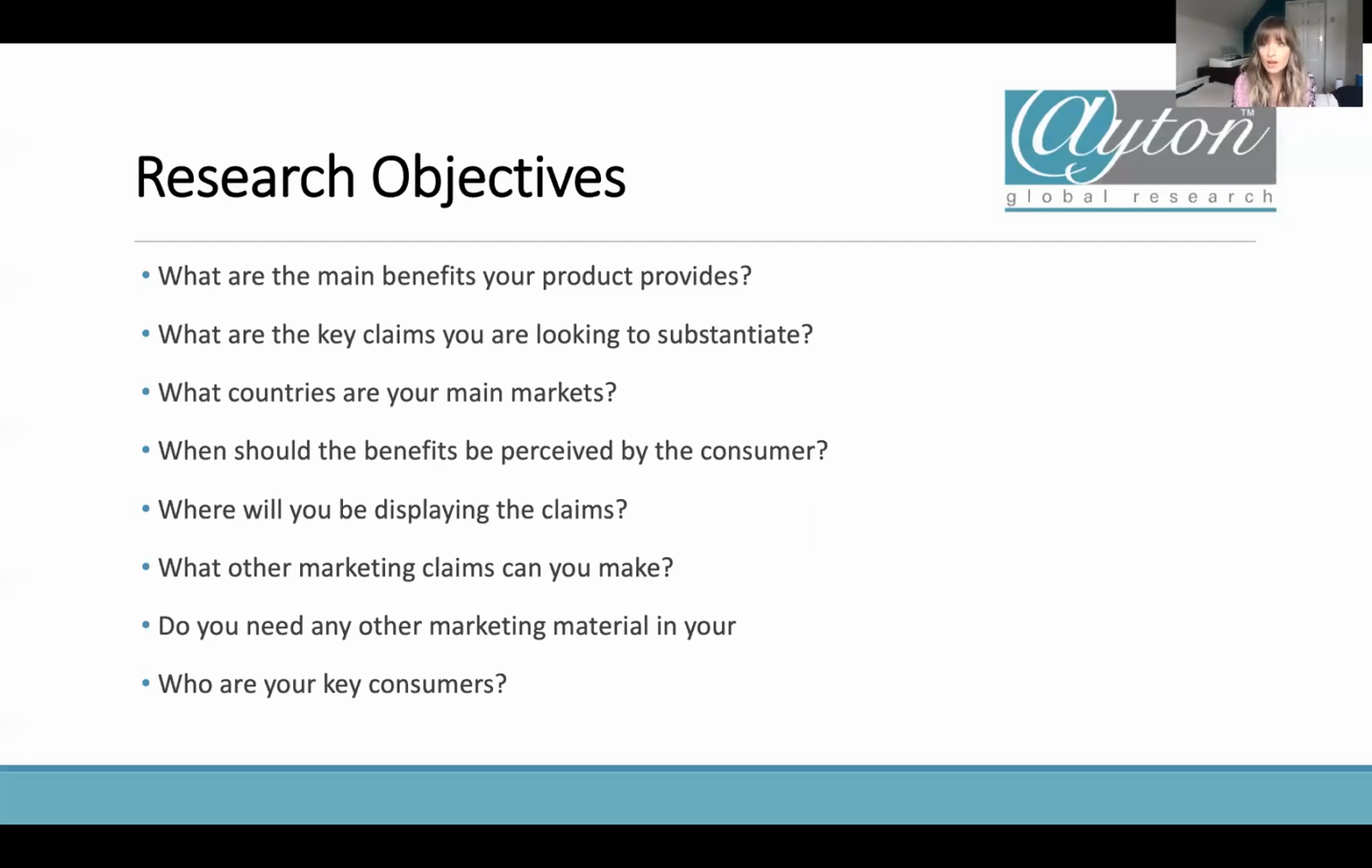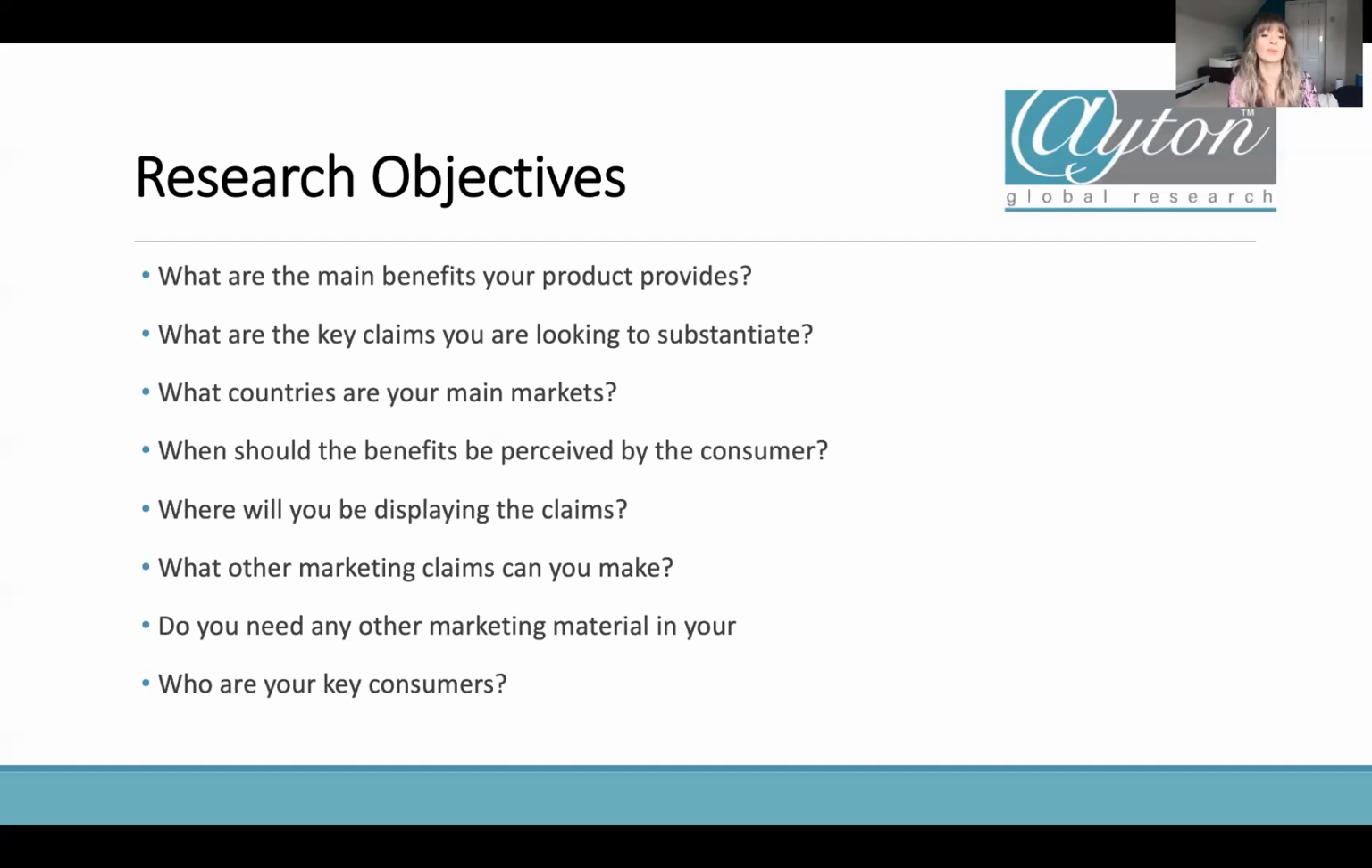Are there any other marketing claims you want to get? So when you think about the benefits, is there anything on top of that you want to say? So would people recommend the product? We've done things like mum approved for baby care, all these other big marketing claims that you might want to get. The more we know about them, the better we can do the research. And again, do you need any of the marketing material in your advertising? So again, things like photos and videos, testimonials.